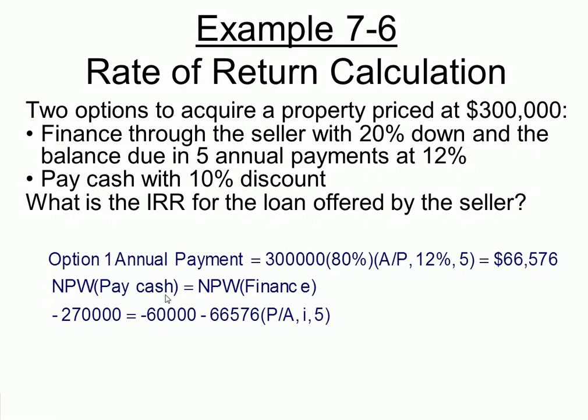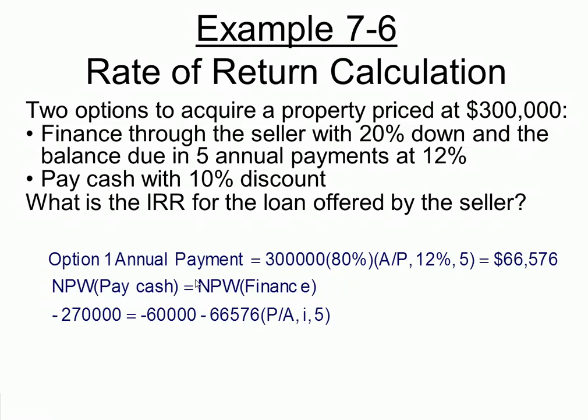Right, so what we're going to have, if we pay with a 10% discount, the 10% of the 300,000 is $30,000. So 300,000 minus the 10% discount would be $270,000, and that's our present amount that we would pay if we paid cash in full at the beginning at a 10% discount. So that's already in the present, so we don't need to discount it.